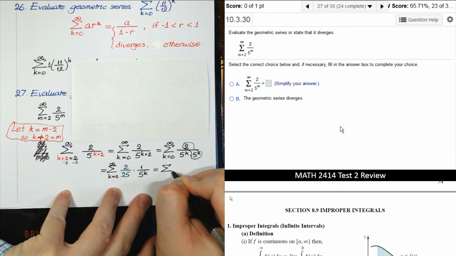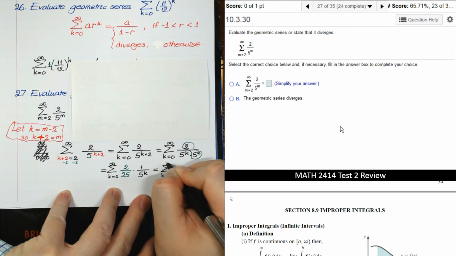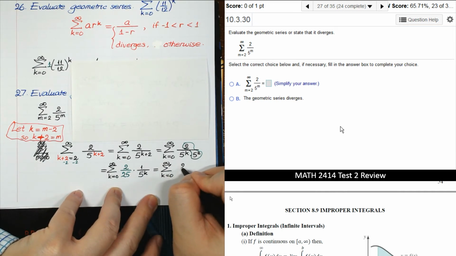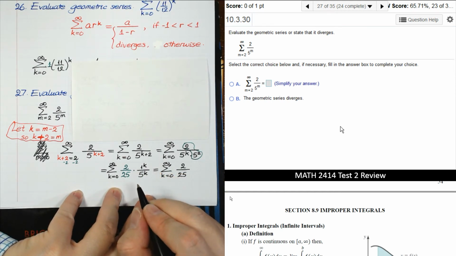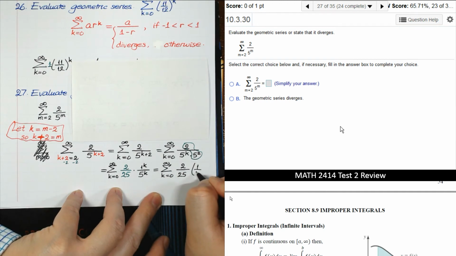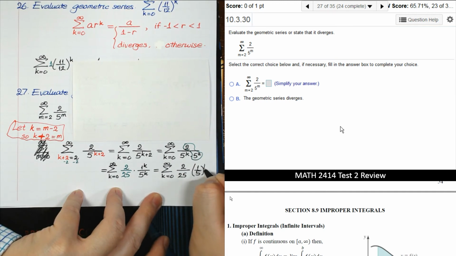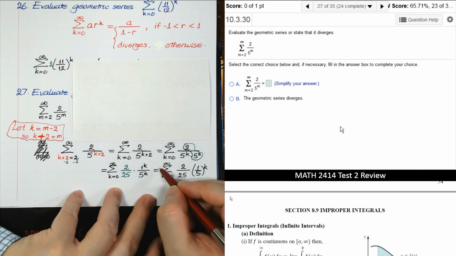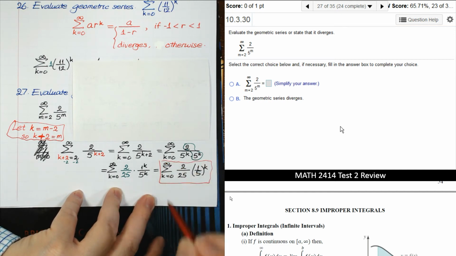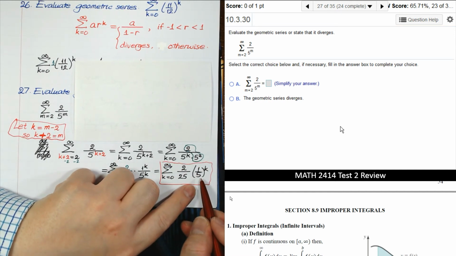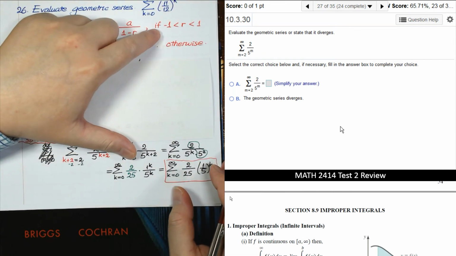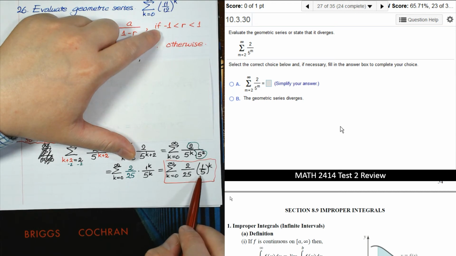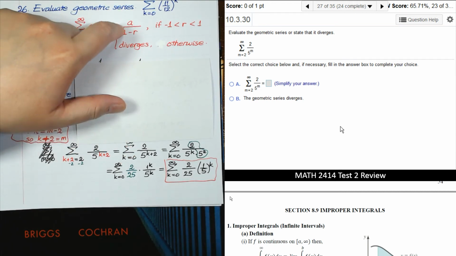So we can write as k goes from 0 to infinity, 2 over 25. Now 1 to the k is still 1, so put 1/5 inside the parentheses. And this is a lot easier to simplify. 1/5 is a ratio between -1 and 1, so that works out perfectly here. We can use this formula.